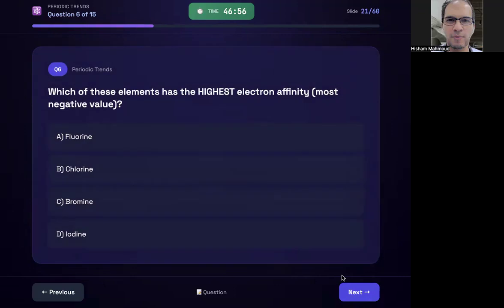Next question. Which of the following elements has the highest electron affinity? The most negative value is the element that can easily attract an electron to itself. We have fluorine, chlorine, bromine, and iodine. What is the answer? Again, I'll give you 5 seconds to test yourself.